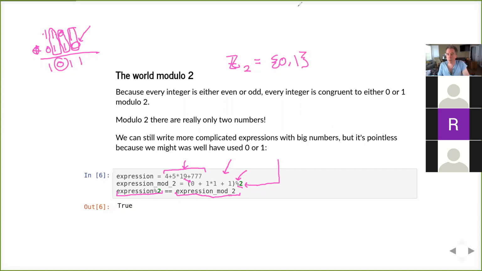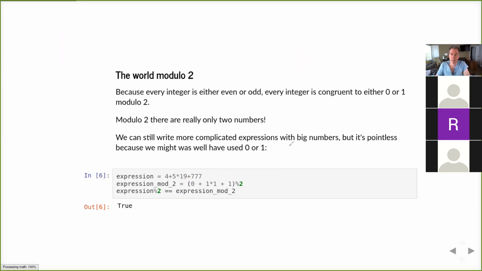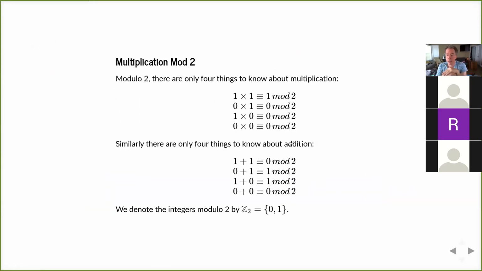Let me clear all this stuff. Okay. You can write down every possible equation that you might see in mod 2. So here's the times table mod 2, and here's the addition table mod 2. Addition is the same thing as the XOR operation, and multiplication is the same thing as the AND operation.